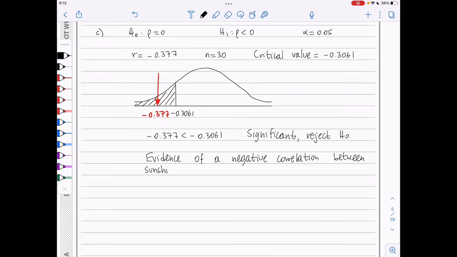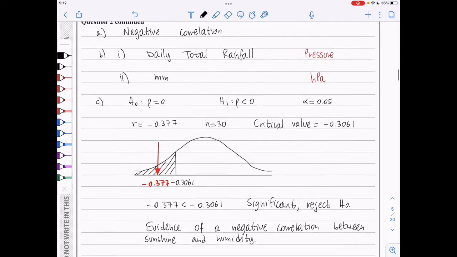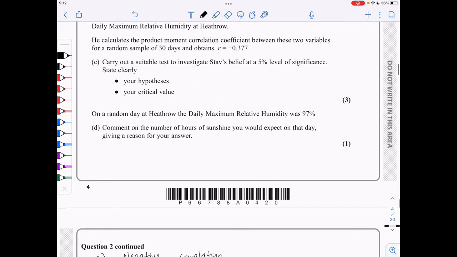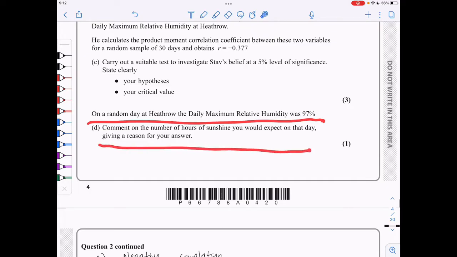Your conclusion should always be in context, otherwise you will be penalized. And then on a random day at Heathrow, the daily maximum relative humidity was 97%. Comment on the number of hours of sunshine you would expect on that day, giving a reason for your answer. So we have a particularly high value for humidity.